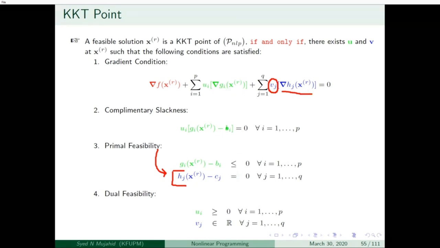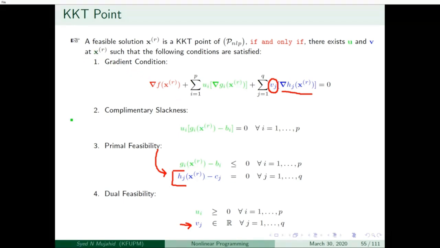For the inequality conditions, we want the u's here to be greater than or equal to zero. But for the equality case, you want the v's to be unrestricted. So that is how the equality conditions can be added here. For the complementary slackness, it's only for the inequality conditions. For all the inequality constraints, you have the complementary slackness. There is no complementary slackness for equality constraints.